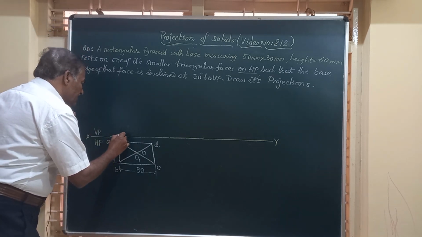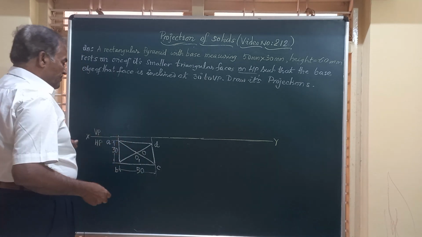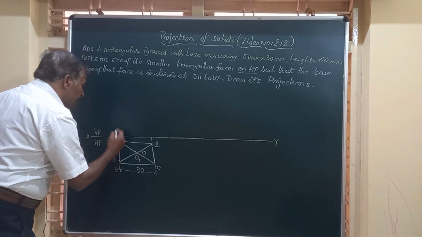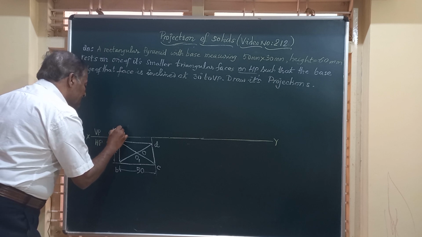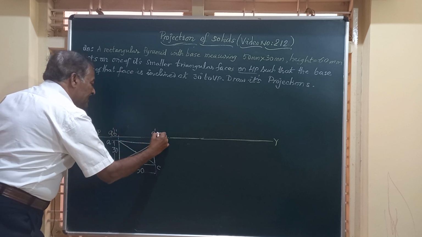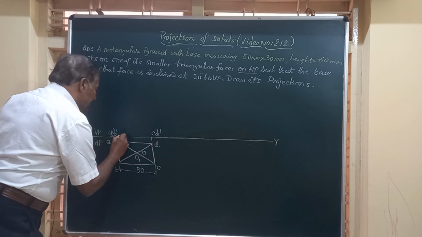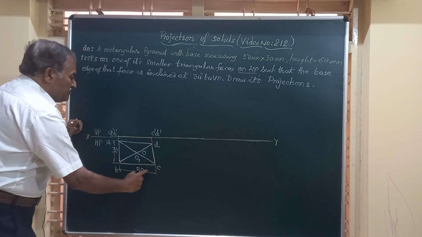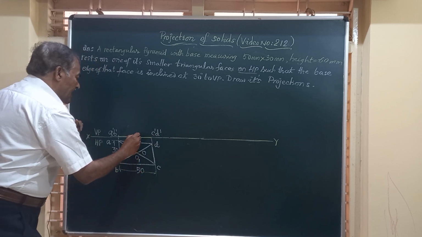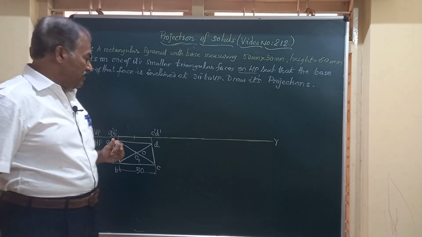Friends, here let's obtain the corresponding base in the front view. If you draw vertical lines from here, friends, you will get A dash, B dash on XY. Here you will get C dash, D dash, and hence this line A dash B dash C dash D dash will have a measurement of 50 mm, and this represents the base of the rectangular pyramid.